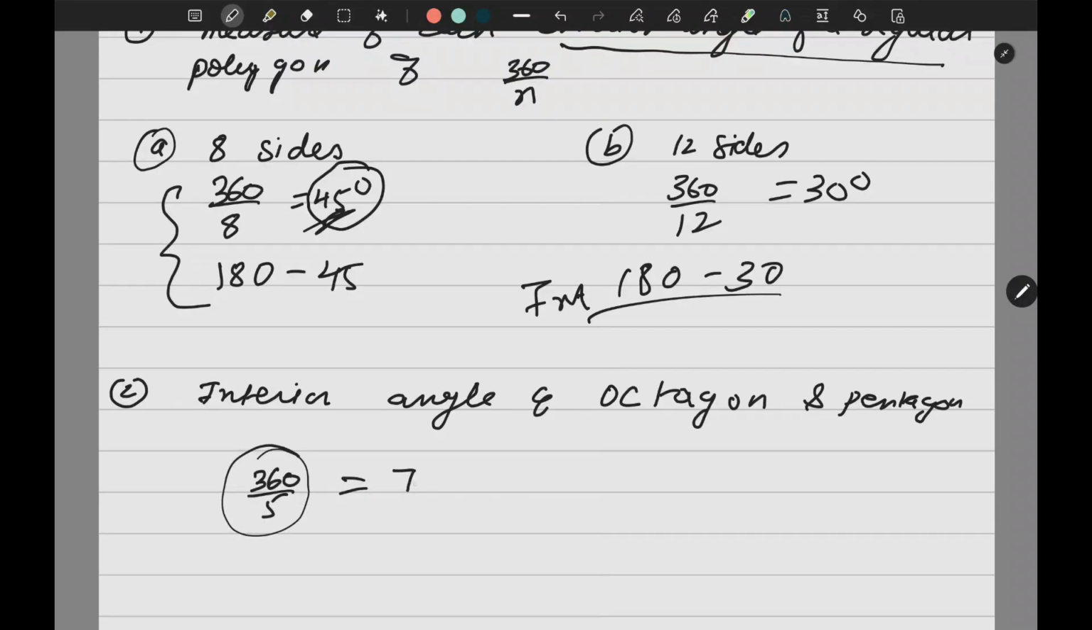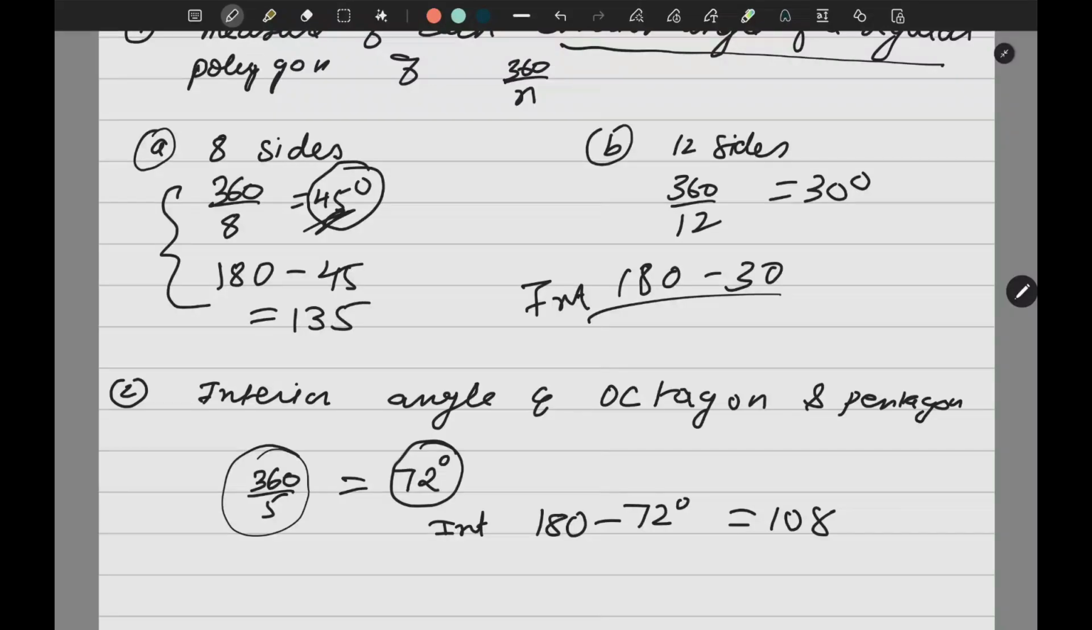So this will become 7, 5 7s are 35 and 2s are 72. So this is your exterior angle. So the interior angle will be 180 minus 72 degrees. Is it clear to all of you? This is a very simple type of question where they directly ask you the exterior angle or interior angle. So in the case of a pentagon, you got 108. And in the case of an octagon, you will get 135. So you can cross check your answers. Let us see the next question.